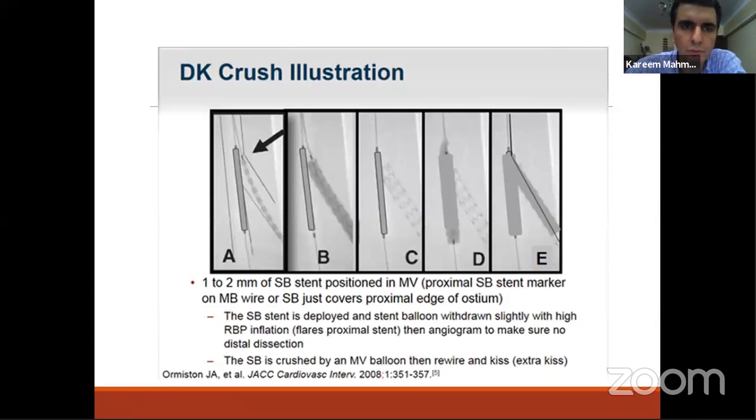This is an illustration of the DK Crush technique, which depends mainly on the placement of the side branch stent with complete coverage of the side branch ostium. Then the deployment of the side branch stent, and after deployment, some authors recommend withdrawal of the stent balloon and doing a high pressure inflation to ensure complete apposition at the site of the side branch ostium, then crushing with a non-compliant balloon in the main branch, and after the crushing, doing rewiring and the first kiss.